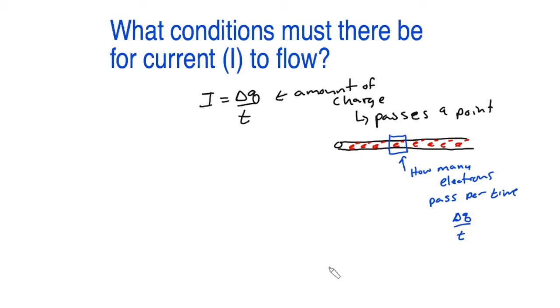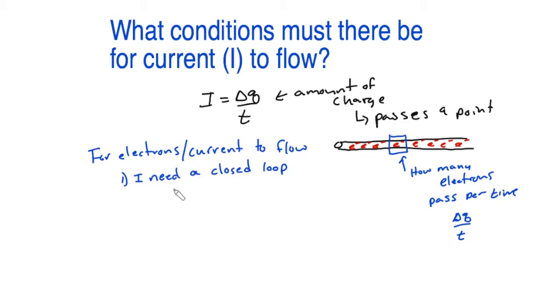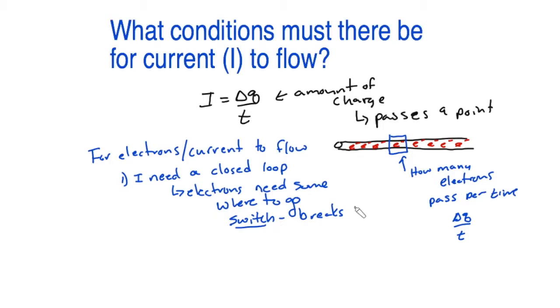Okay? Now there are some other conditions that have to happen. So for electrons to flow, for current to flow, number one, I need a closed loop, meaning electrons need somewhere to go. We'll explain more of that when we get to circuitry. So this is what I mean by a closed loop. For example, what we'll see in a circuit, a switch breaks the loop. That's why the lights go off.